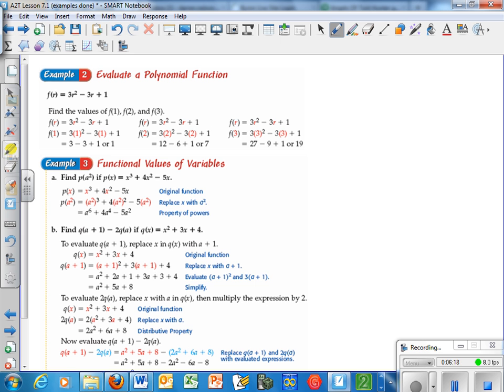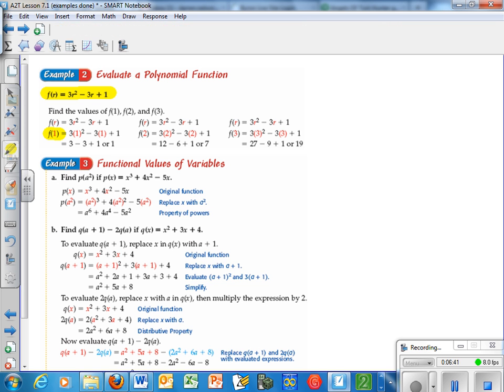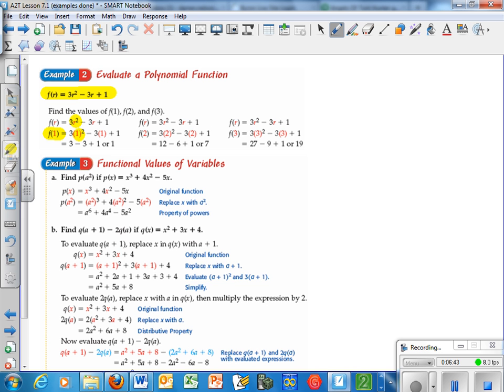Evaluate a polynomial function. So we look at this. Here's the given function. f of r equals 3r squared minus 3r plus 1. Find the values of f of 1, f of 2, and f of 3. So notice what happens if we're finding f of 1 right here. This is kind of color-coded for you. I plug in for r, I plug 1. There's also an r there, so they plug 1 in there.